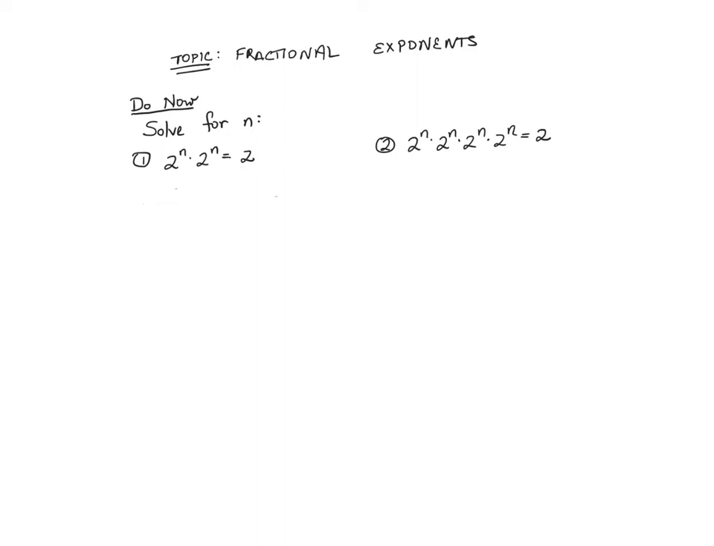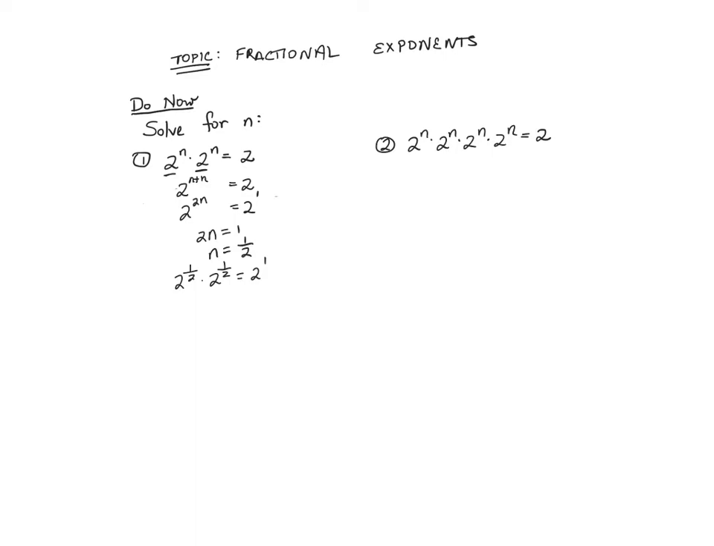Okay, so to solve this equation, the first one, using the rules of exponents, we know that when we multiply with the same base, we add the exponents. So this is 2 to the n plus n, equal to 2, or 2 to the 2n equals 2 to the first. So we see that 2n must equal 1, and n is equal to 1/2. So we get a very interesting result: 2 to the 1/2 times 2 to the 1/2 is equal to 2 to the first.